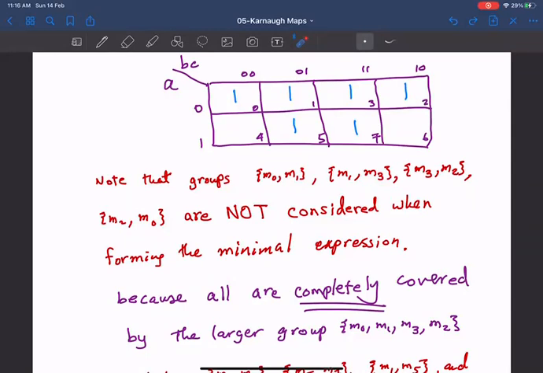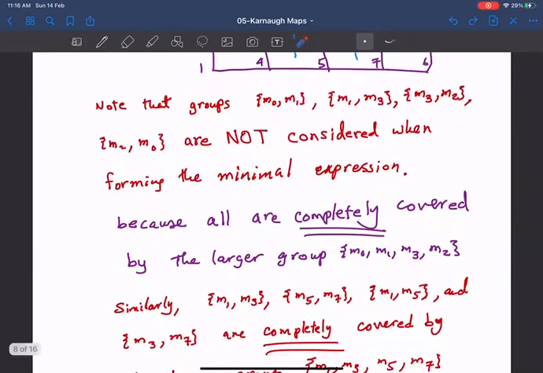Okay, so the other alternative is that we only cover it this way, this one and this one. However, this violates a condition here. The condition is that this one here is contained inside of this one. It is completely covered by this larger group, and having this only will result in a non-minimal function.